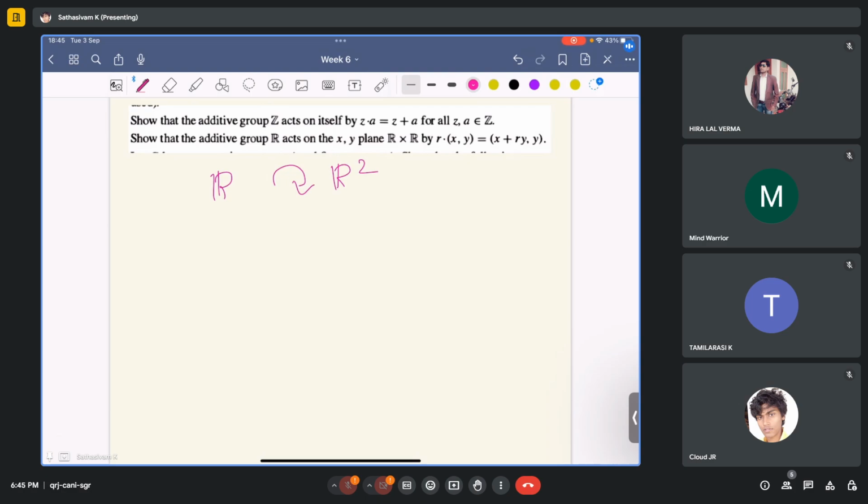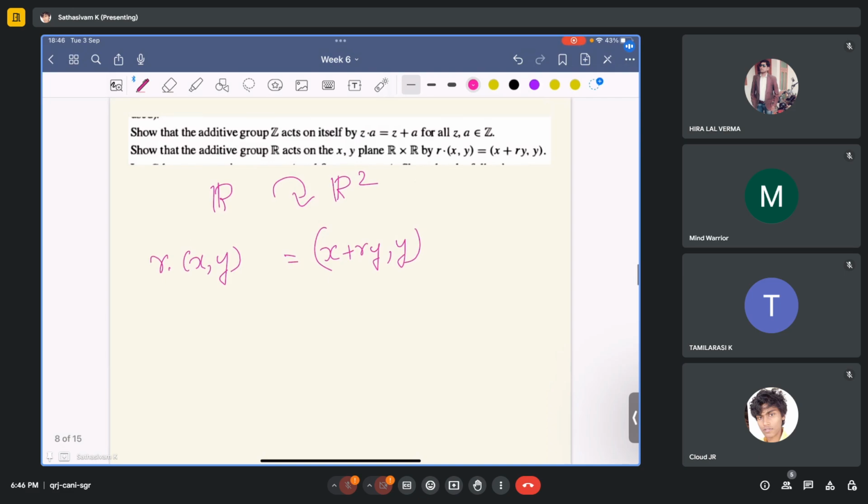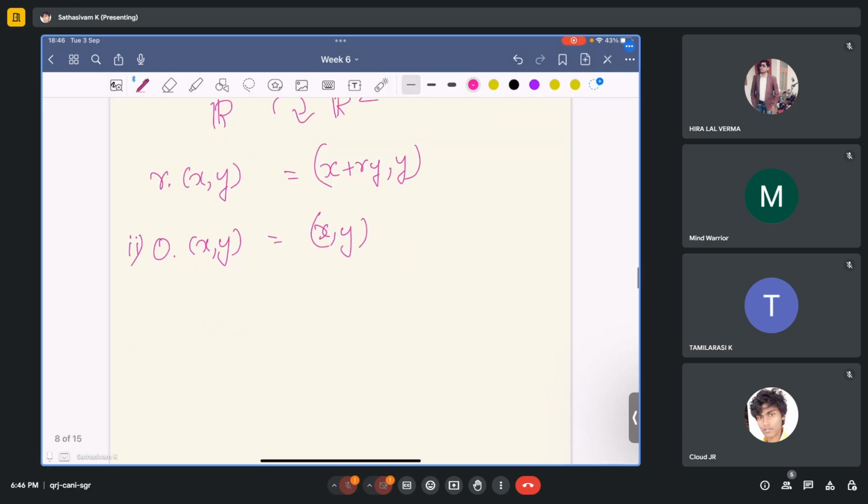How does R act on R2? You take R times XY, and this is X plus RY, comma Y. Let's prove both properties. The first property: R is the additive group again, so the identity is 0. What we have to prove is 0 times XY is nothing but XY. This is the property that the identity acts trivially.